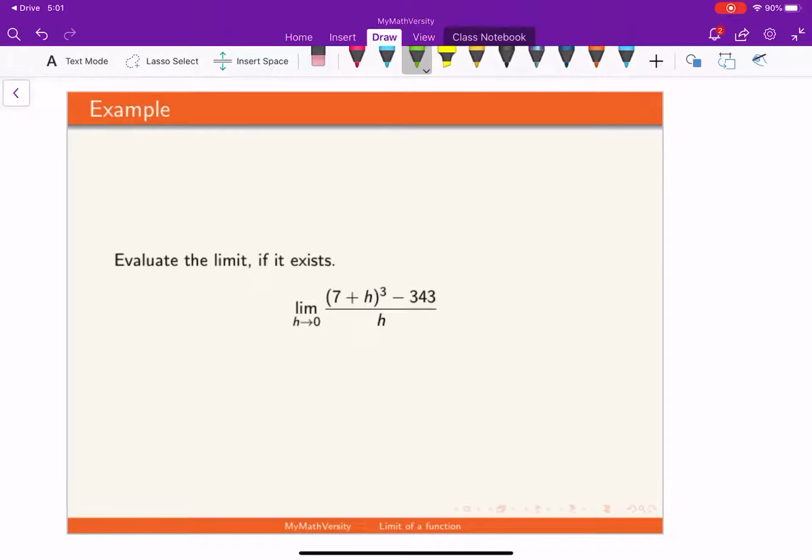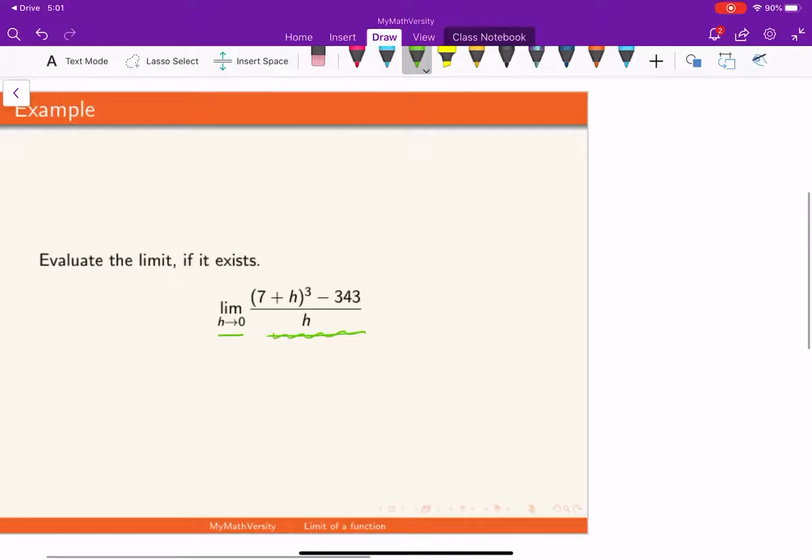In this example, we need to find the limit of this function given over here at 0, right? As h gets closer and closer to 0, we need to see where this function approaches, and we need to find that limit if it exists, right? So that's what we need to find. So how can we work on this problem?